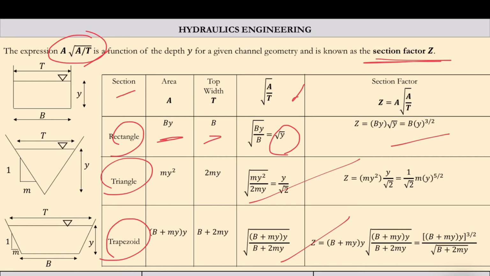So in this way you can calculate the section factor. In the exam it can be asked like calculate the section factor for the given dimension. So easily you can calculate, just calculate the area and the top width, take the ratio of area by width, take square root of that and multiply this with area. So in this way you can calculate the section factor.